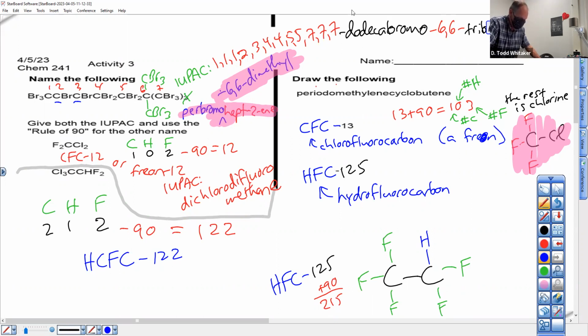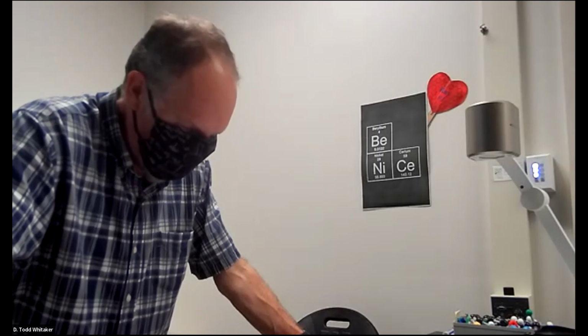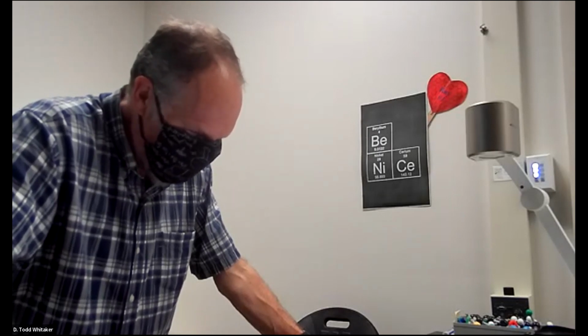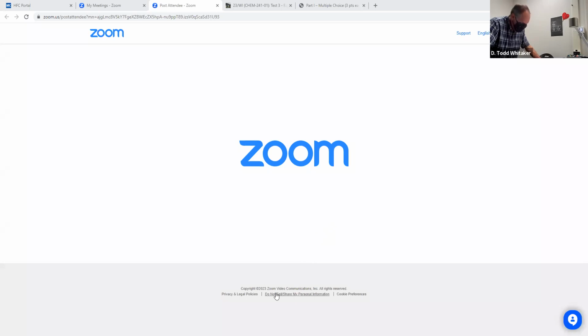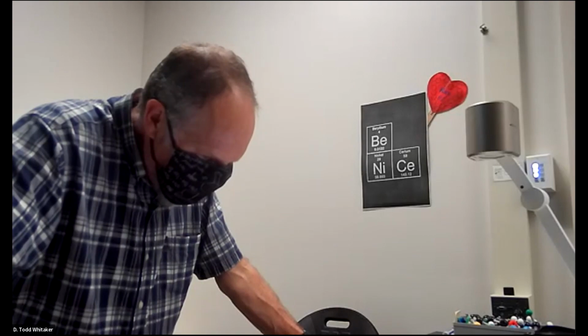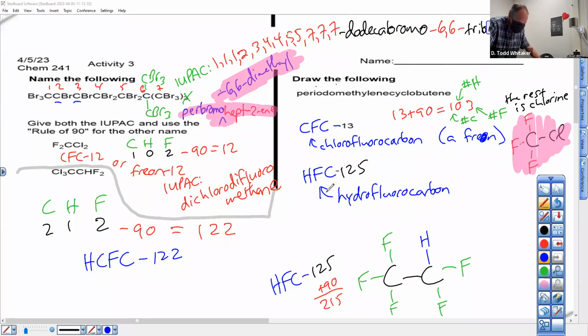So, what about the first one on the right side? I have a feeling I didn't finish. We never named the first one. What did I do? Yeah, we missed one of the molecules. So I am going to share. We never did per-iodomethylene cyclobutene, and I'm glad you spotted that.